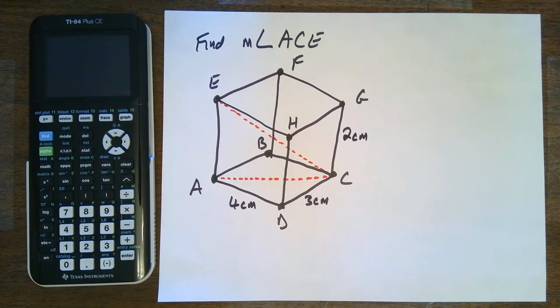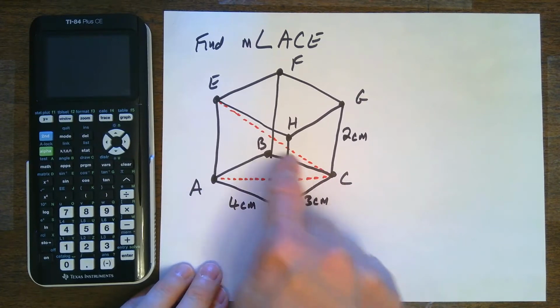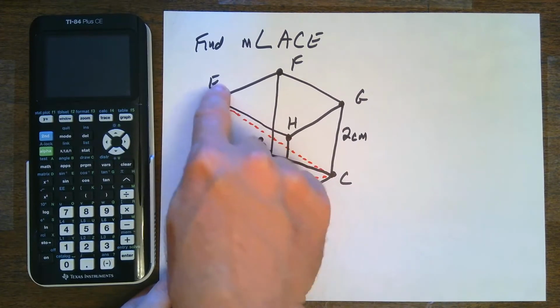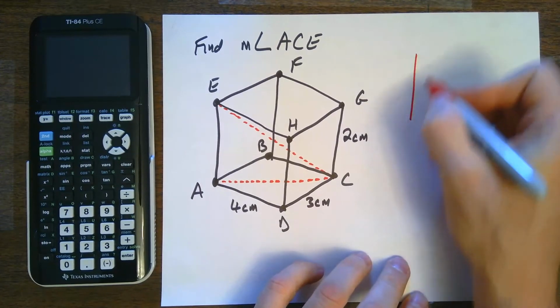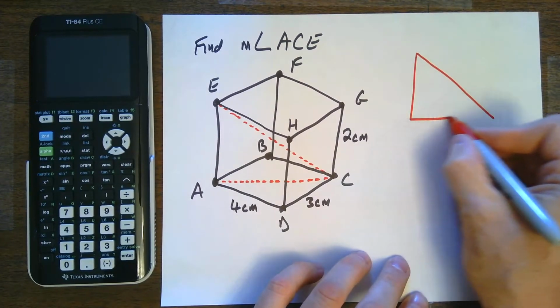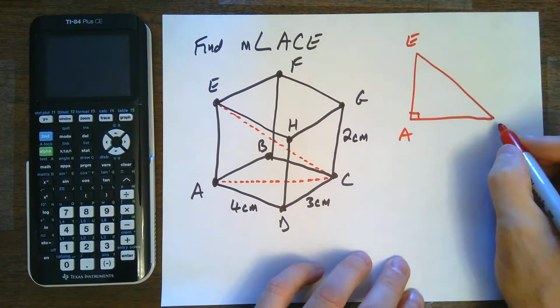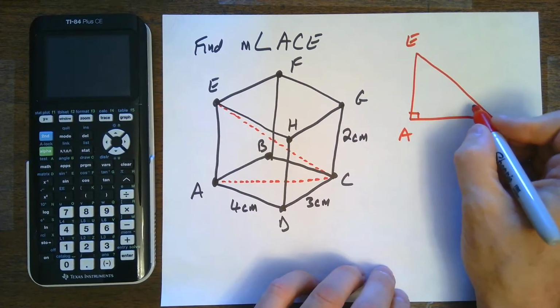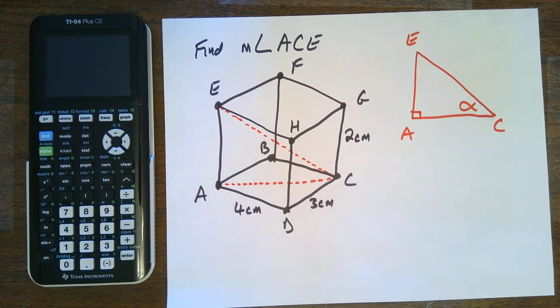Now we can find ACE, the measure of the angle. Now, really, focus on the triangle here, ACE, this triangle. Let me draw the triangle over here. I've got the triangle AEC, and this is the angle. I'm going to call it alpha. That's the one. That's the angle right here inside that box that I'm really interested in.